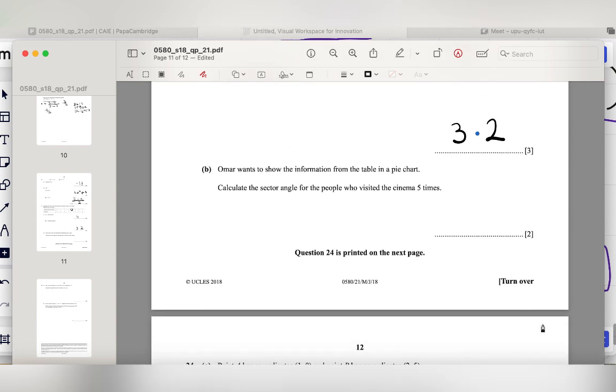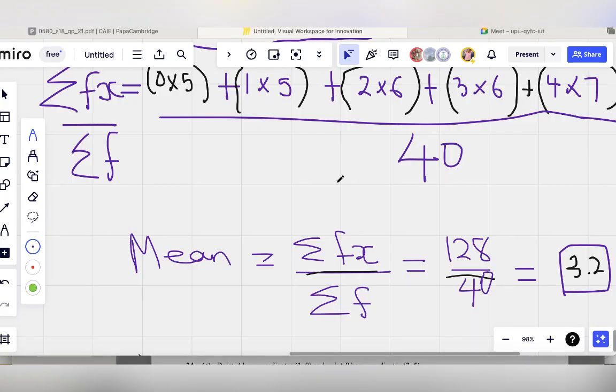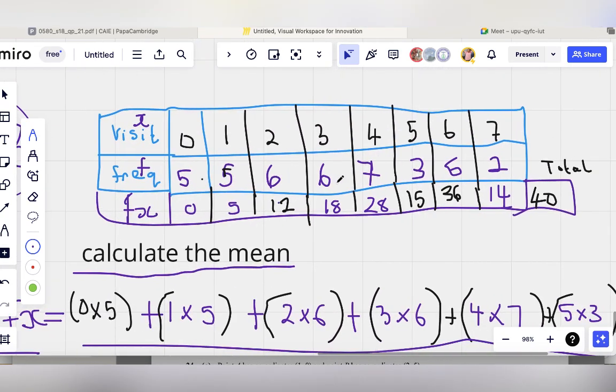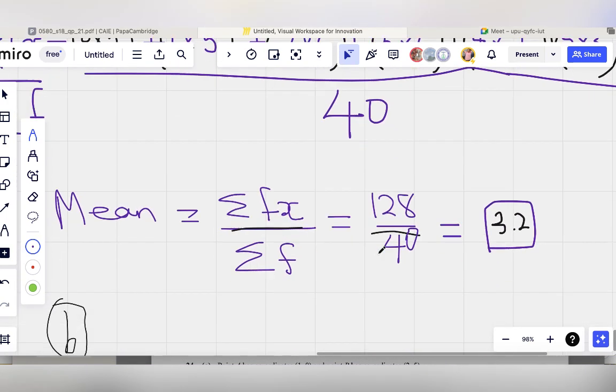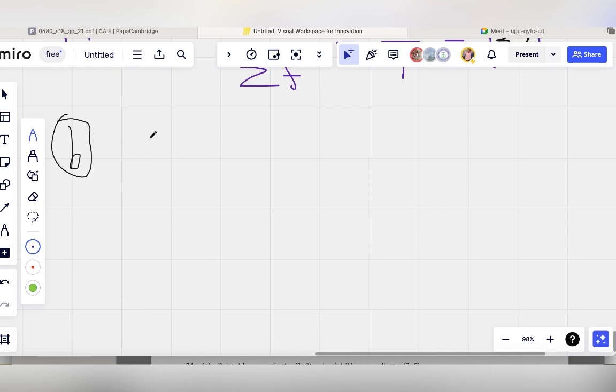Now let's go to part B. Oman wants to show the information from the table in a pie chart. Calculate the sector angle for the people who visited the cinema 5 times. How many people visited the cinema 5 times? The frequency is 3, right? So 3 over, what's the total frequency? 40, right? Times 360, because in a pie chart all the angle is 360.